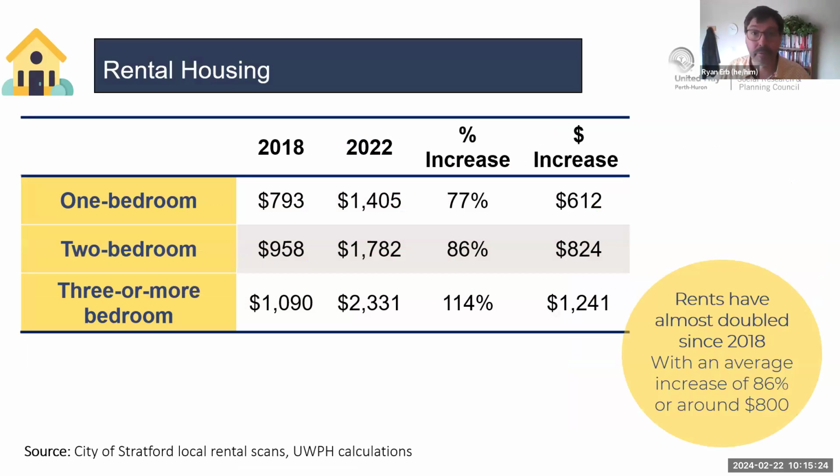So further, when we look at rental housing, here we have some information around that. You look at a one-bedroom apartment with rental scans in the region here, $793 in 2018, and in 22 average 1405, right? And I'm sure that you could find examples if you went on looking at housing today that are even higher than these numbers, but keep in mind that these are averages, right?